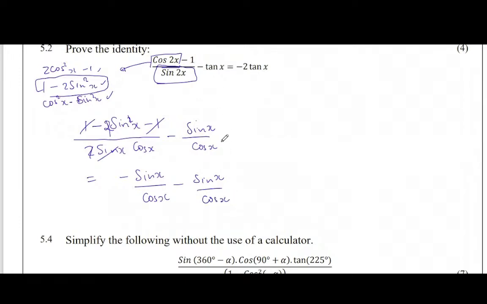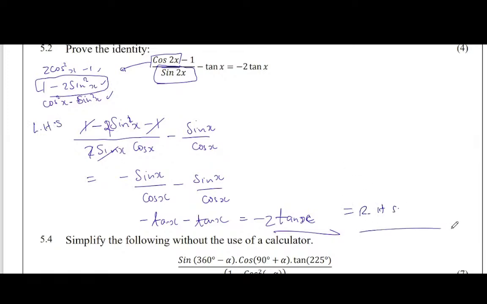It's okay. It's fine because I see it's still a tan. I can change this to a negative tan x minus tan x, which gives me negative 2 tan x, and then I'm done. So I've just proved that the whole of the left hand side is equal to the right hand side. Okay, that's quite easily done.